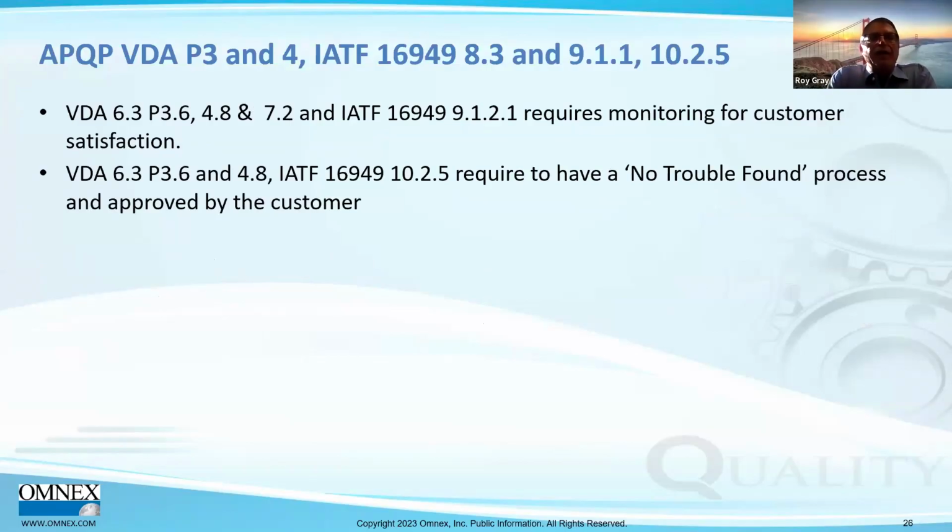And of course, VDA 6.3, P3 and P4, IATF 16949, 8.3, 9.1.1, and 10.2.5. We're looking for monitoring of customer satisfaction. We're looking for corrective actions. In VDA 6.3, we need to have a no trouble found process. We need to have that identified and approved by the customer in IATF 16949.